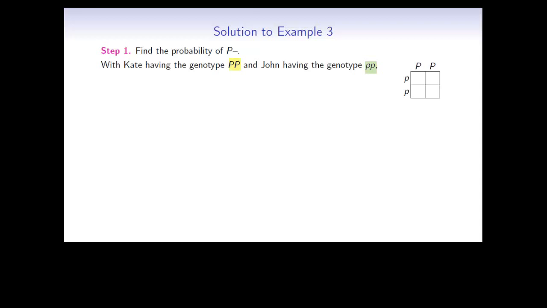Remember that Kate has genotype big P, and John has genotype small p. We can fill these out in a Punnett square and fill out the different possibilities for their child. But notice that there is only one genotype possible for the child, big P, small p. This means that the probability of P dash is the same as the probability for big P, small p, which is equal to 1. In other words, 100%.